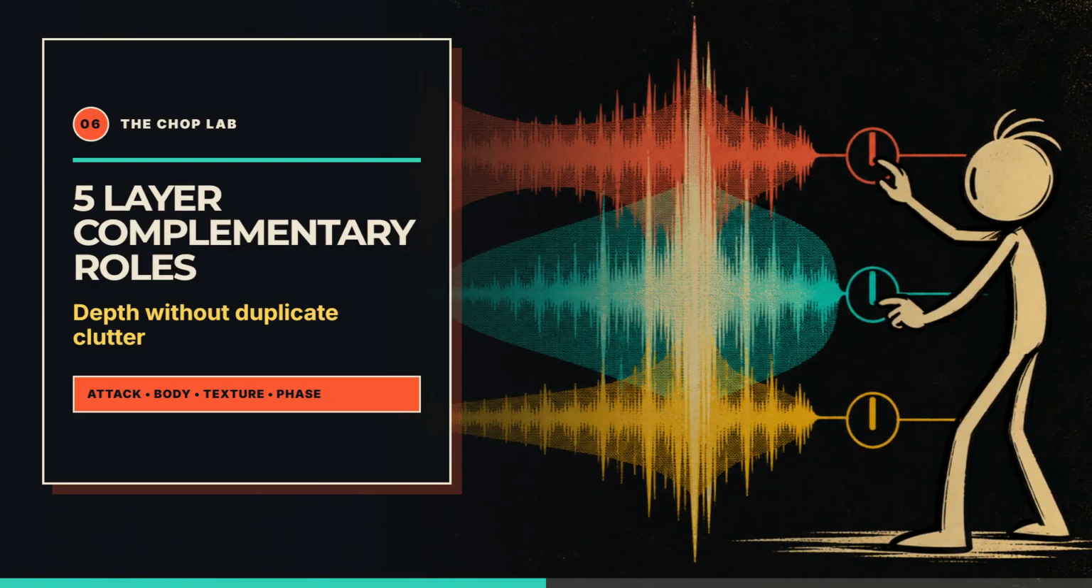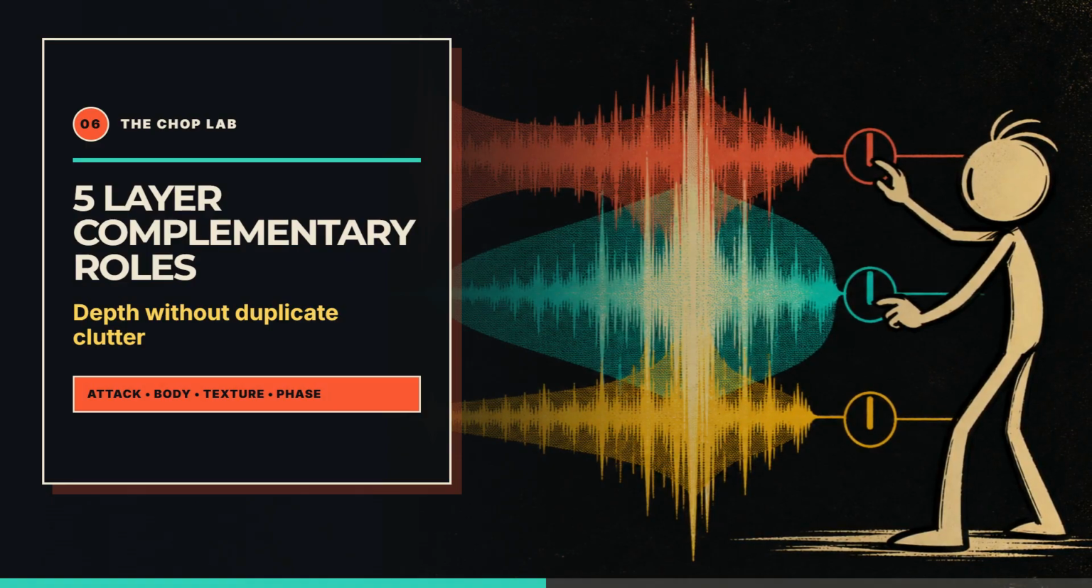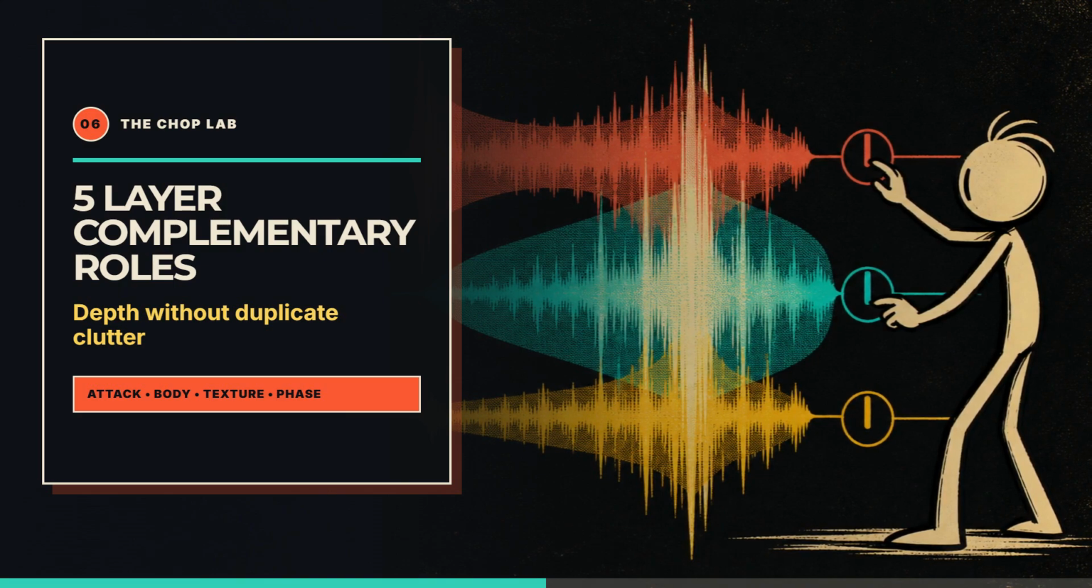One reliable approach is to duplicate the same sample. Keep one copy relatively clean for definition. Filter, compress, saturate, or reduce the bandwidth of the duplicate for texture, then blend it quietly underneath. Because the performances match, you get a coherent sound with separate control over clarity and character.